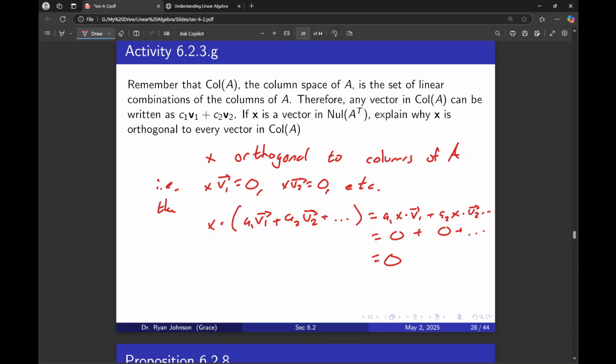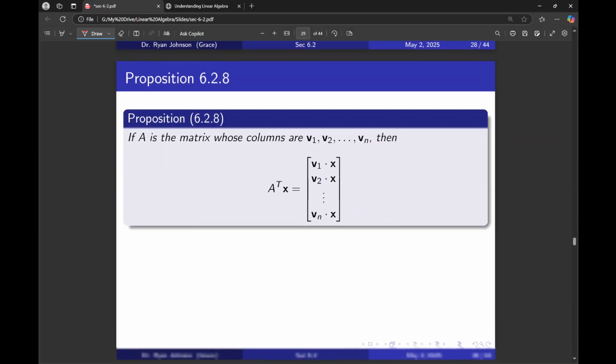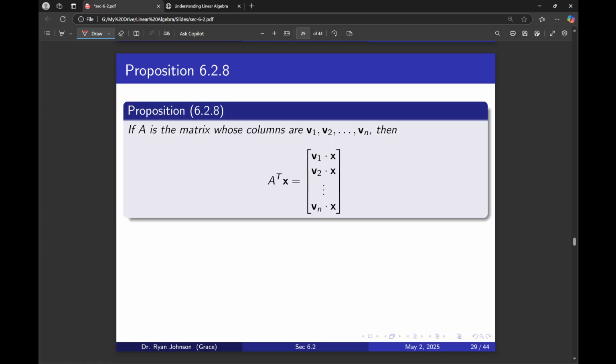Okay? So let's say it as a proposition for doing the true-false questions. If A is a matrix whose columns are v1 through vn, then A transpose x is all these dot products. Okay, any questions about that?